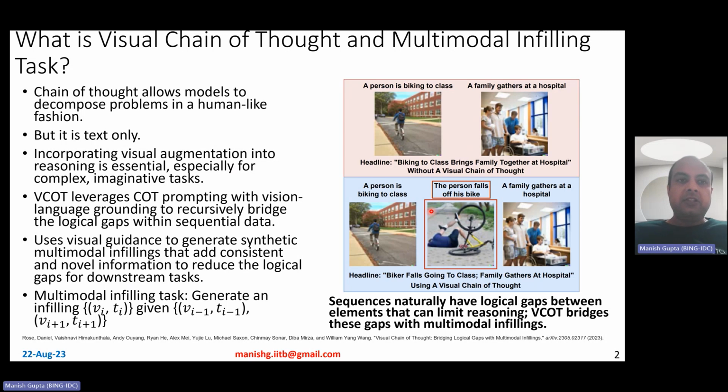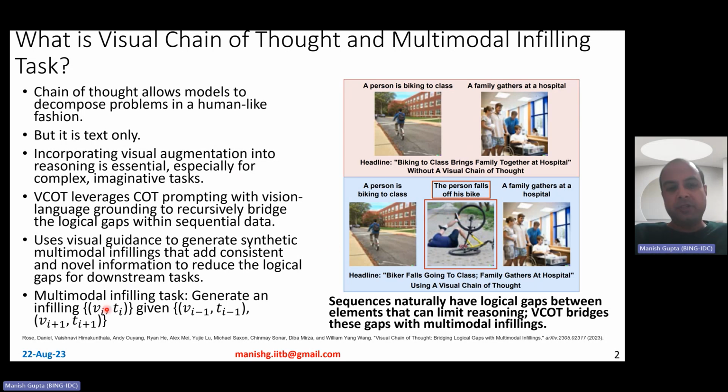Right? So visual CoT leverages chain of thought prompting with visual language grounding to recursively bridge these logical gaps within the sequential data, which has these logical gaps, right? So it uses visual guidance to generate synthetic multimodal infillings using stable diffusion, as we will see soon, that add consistent and novel information. This is new information, and this is consistent with respect to the surrounding information, to reduce the logical gap, right?